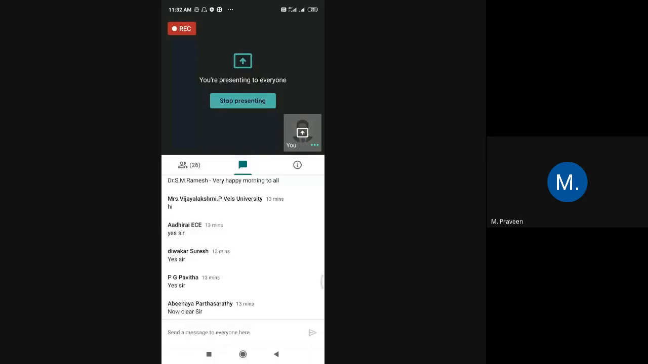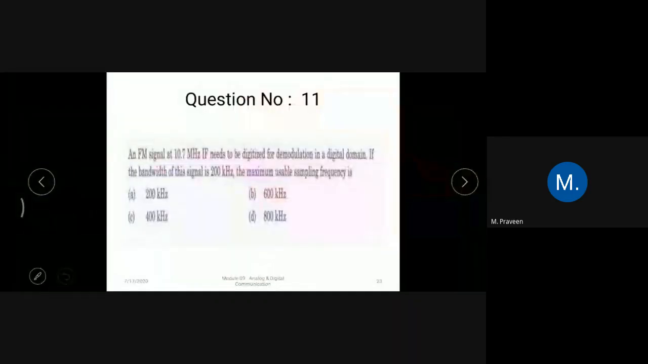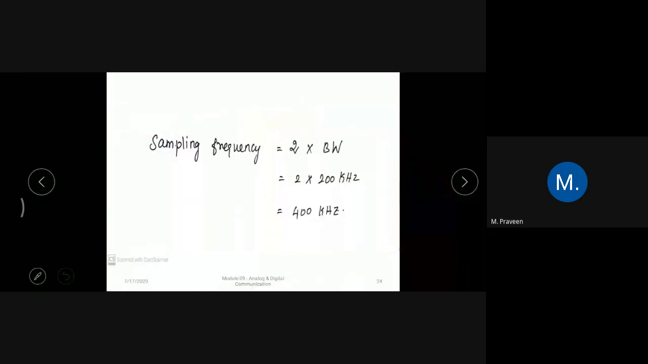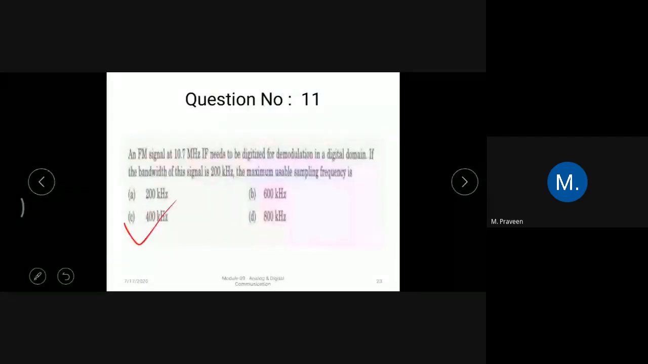Okay, no issues. So the sampling frequency is nothing but 2 times the bandwidth. It's very simple. The bandwidth here is 200 kilohertz, so the sampling frequency should be 400 kilohertz. So the option is C.